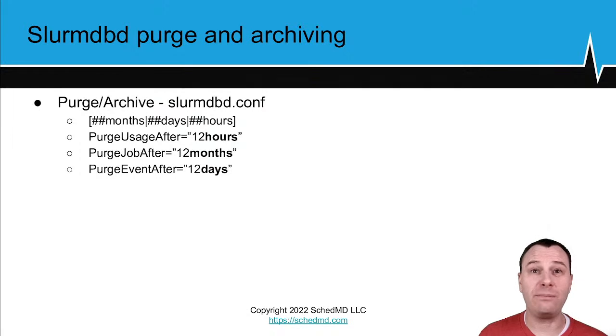The purge options can be used to specify when the purge of a respective entity occurs. The default value for each of these options is to never purge. However, a value of, say, 12 hours would purge everything older than 12 hours, and a purge after 12 months would purge everything older than 12 months.